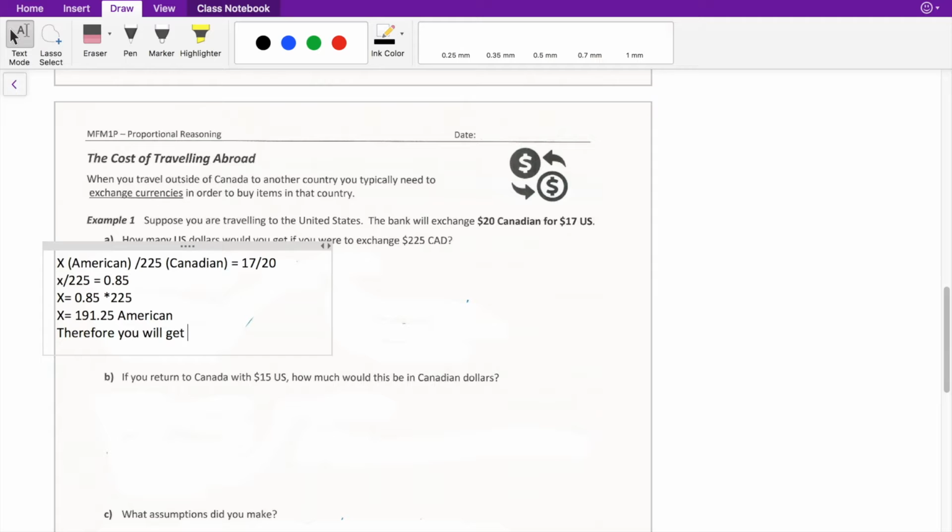There's my cash here. 191.25 USD. So USD is US denomination for 225 Canadian.